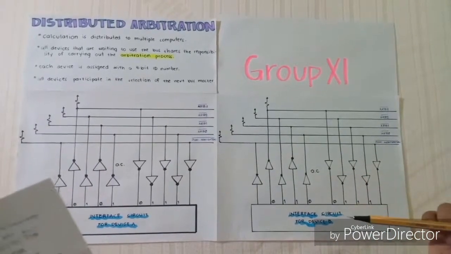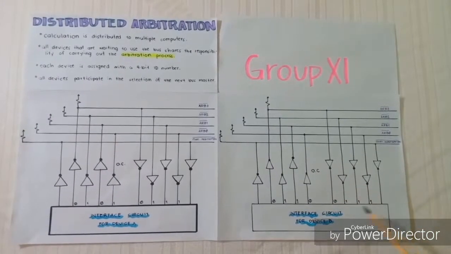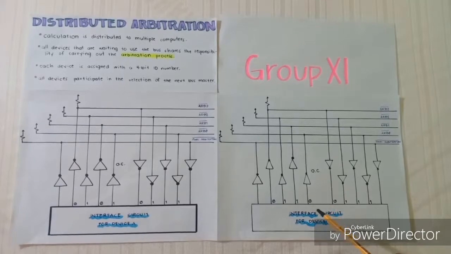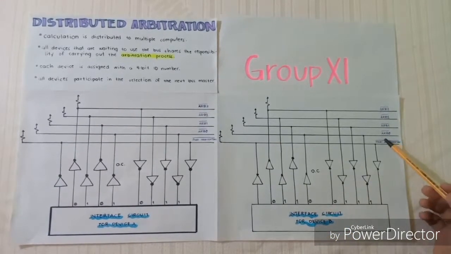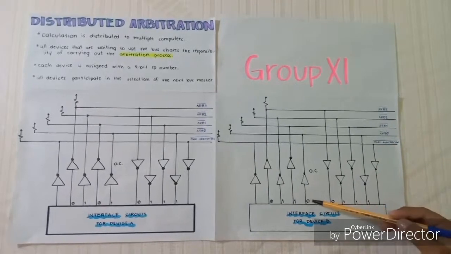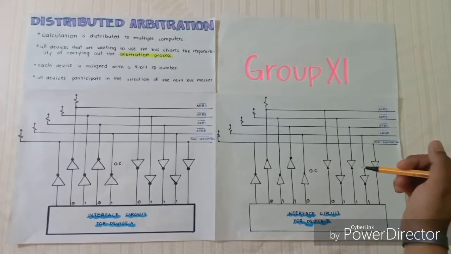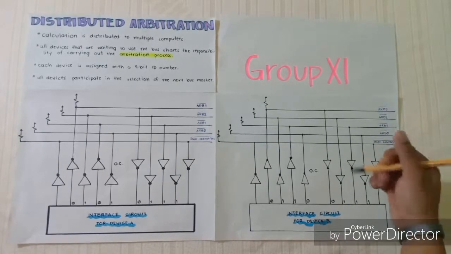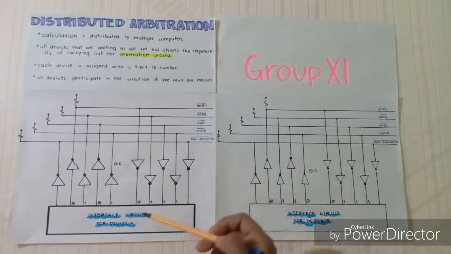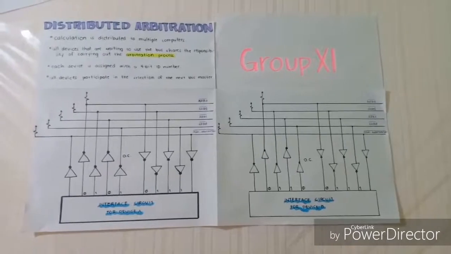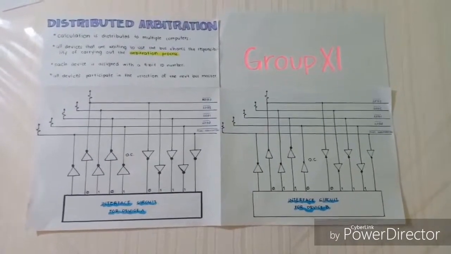Note that since the code on the priority lines is 0111, for a short period, device B may temporarily disable its driver line ARB0 because they have different values, 0 and 1. However, it will enable this driver again once it sees a 0 on the ARB1, resulting from the action by device A. So, there it is. That's how distributed arbitration works. That's all.